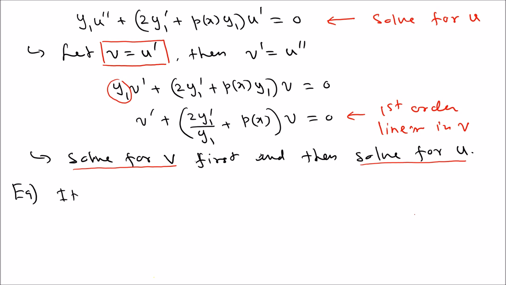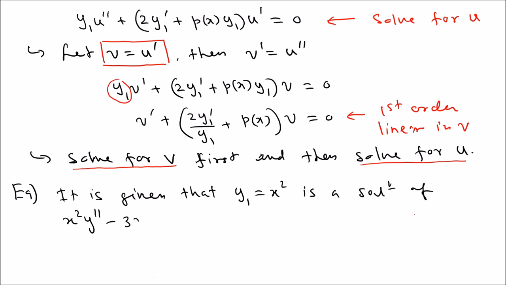It is given that y1 equals x squared is a solution of x squared y double prime minus 3xy prime plus 4y equals 0. We don't know how to solve this equation, but somehow you can use a trial and error argument. We know that this is a solution. The goal is, what is the other solution? Find the other solution.